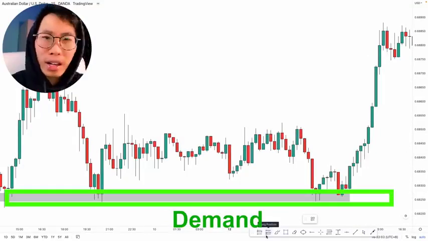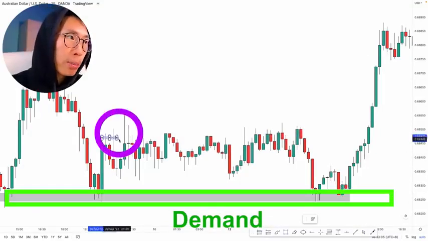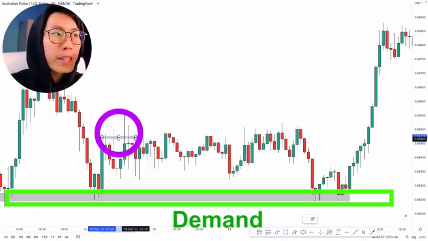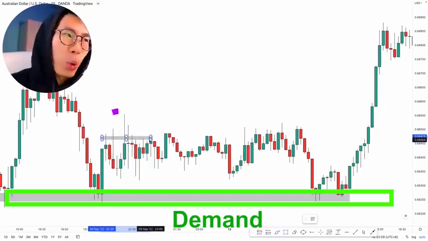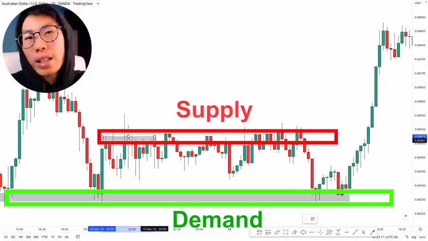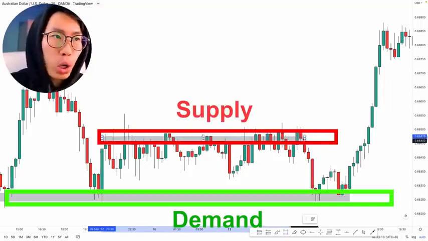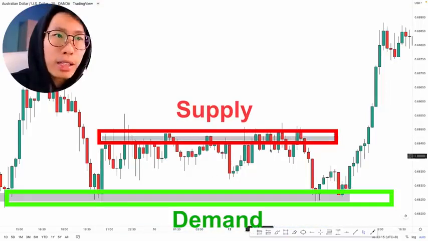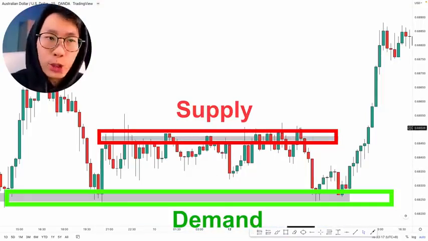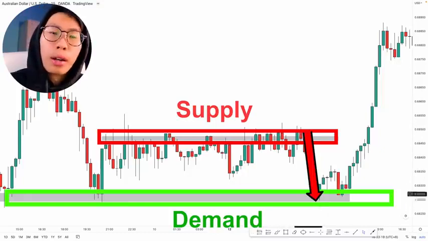That is also another supply area right here. You can see there are multiple long wicks being formed at this area, which shows us that this is a very strong area that price is always rejecting. So if you draw towards the right, you can see that the next time price came back all the way up here, it literally collapsed all the way down to the demand zone.